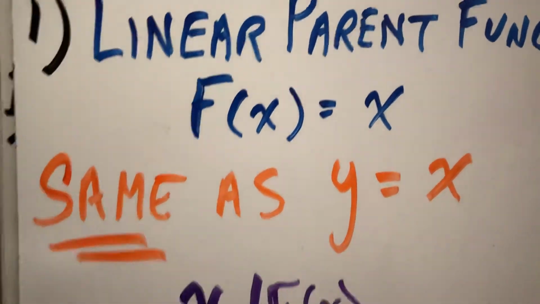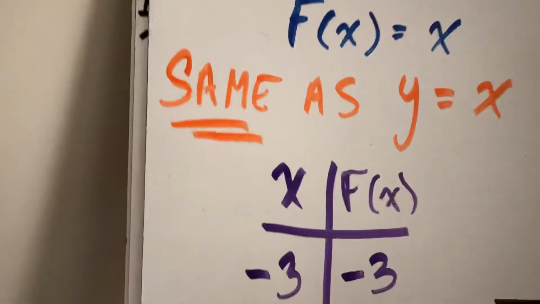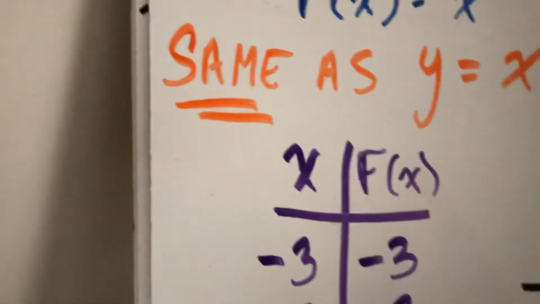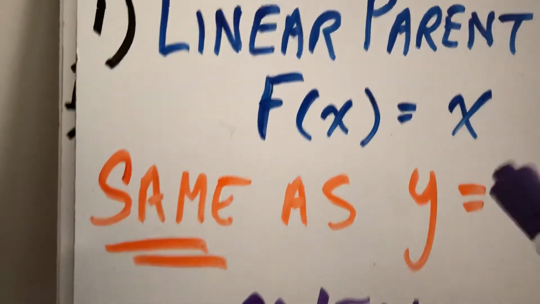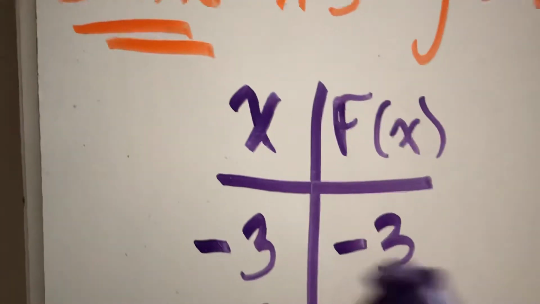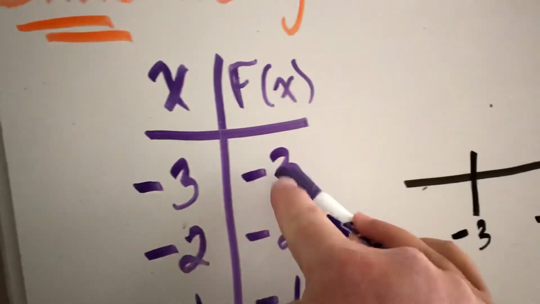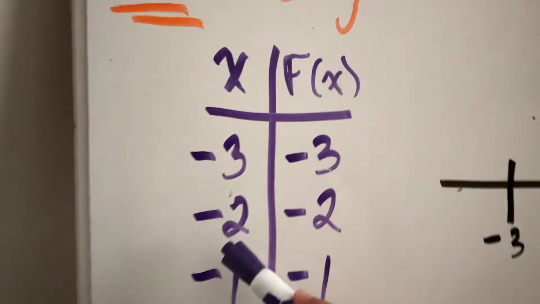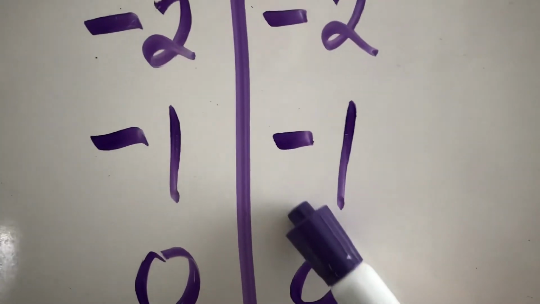Same thing. Meaning, if y equals x, or f of x equals x, if x is negative 3, f of x is negative 3. If x is negative 2, f of x is negative 2. If x is negative 1, f of x is negative 1. 0, 0, 1, 1, 2, 2, 3, 3.